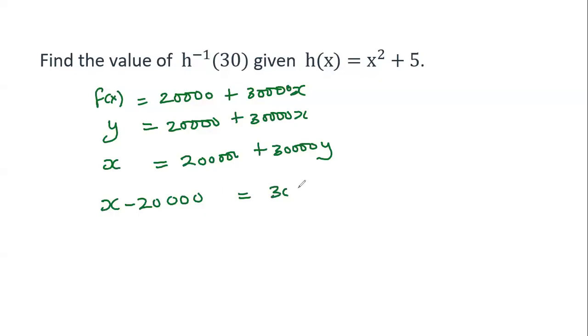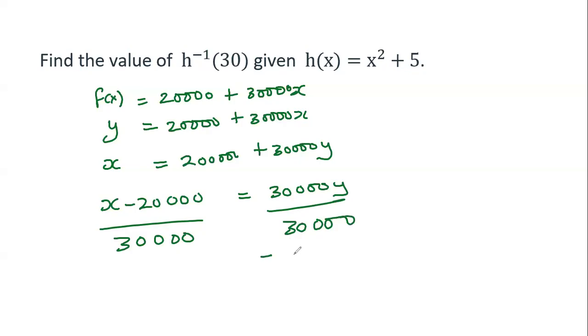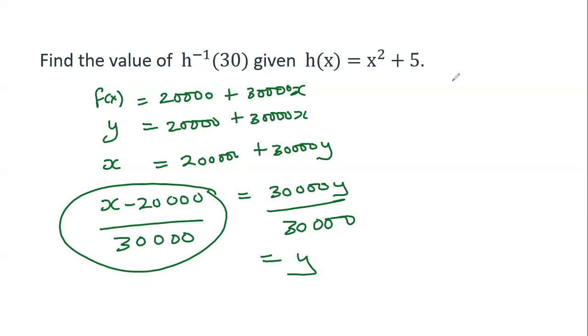equals 30,000 of Y. So you divide by 30,000, and this is equal to Y. Then this is what you have for your inverse. So the inverse of that will be X minus the 20,000, divided by 30,000.